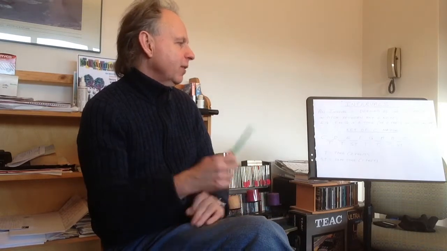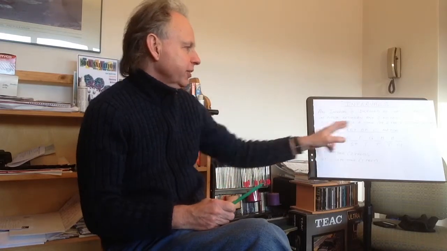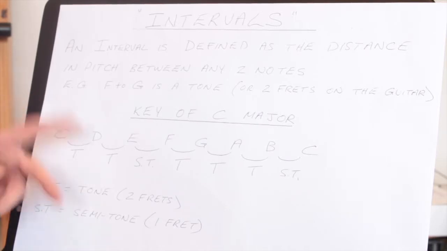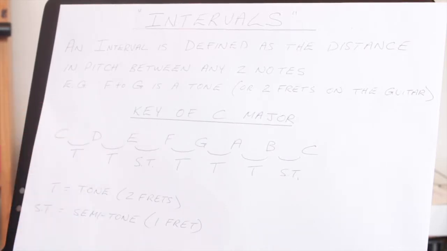Now there'll be those of you out there that obviously know this, but I've written out the C major scale, very basic scale of course, C, D, E, F, G, A, B, C. So the distance between C and D is a T, a tone, which is 2 frets on the guitar. D to E is a tone. E to F is an ST, a semitone, which is 1 fret on the guitar. F to G is a tone, G to A is a tone, A to B is a tone, and B to C is a semitone.